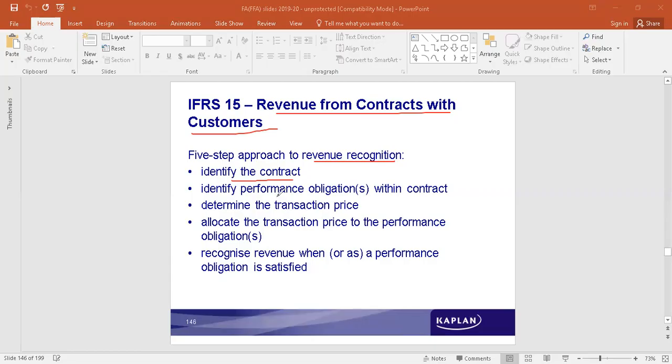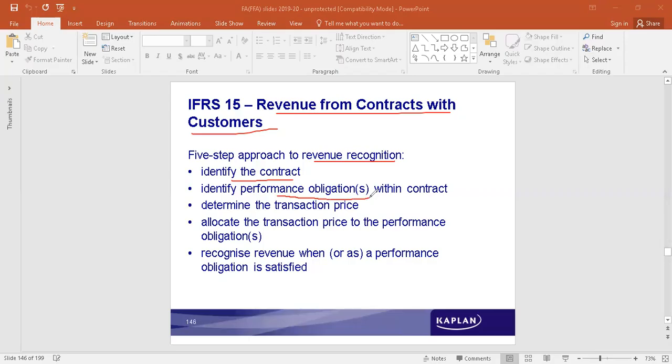So identify what is the performance obligation, what should be delivered to the customer. When is the revenue said to be recognized? Once it is identified that there is a contract, in the contract there is some performance obligation, related to either delivering the goods or providing the services to the customers. It is not necessary that there is only one performance obligation in the contract. There could be multiple obligations in the contract.